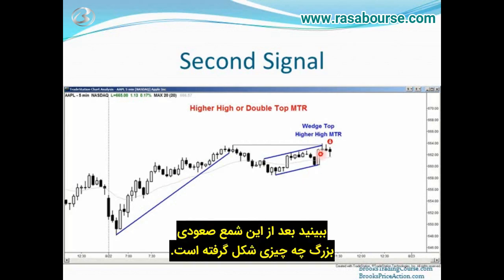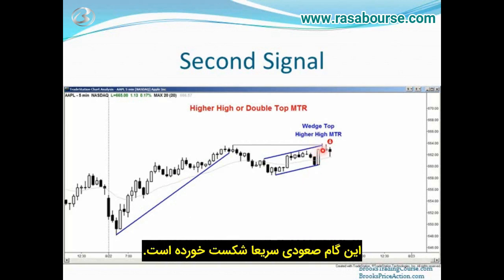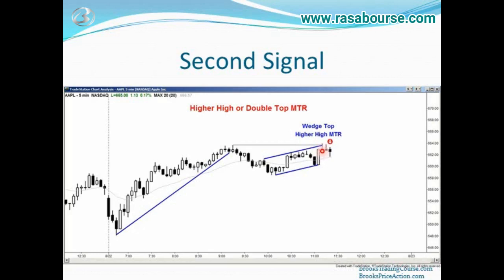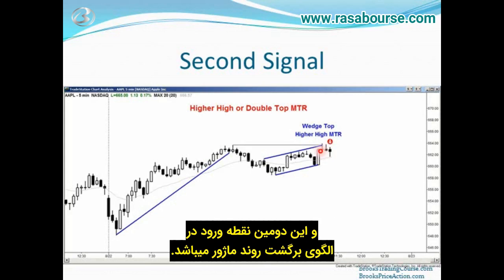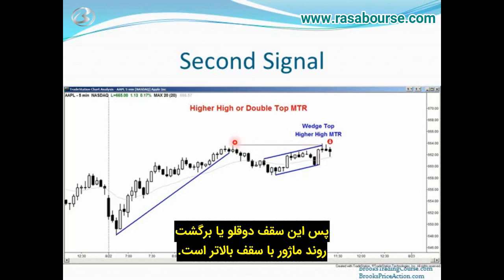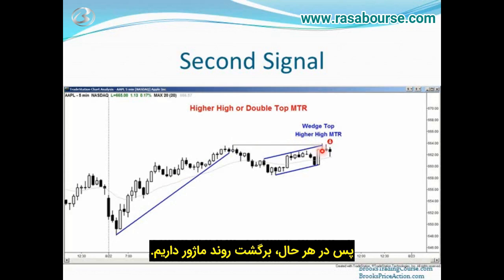Look what followed the bull breakout bar. Immediately a failure, right? A bear bar, a doji, yes, but still a failure. And this is a second entry for a major trend reversal. This time we're a little bit above the top, so you can call it a double top, you can call it a higher high major trend reversal, but it's still a major trend reversal.